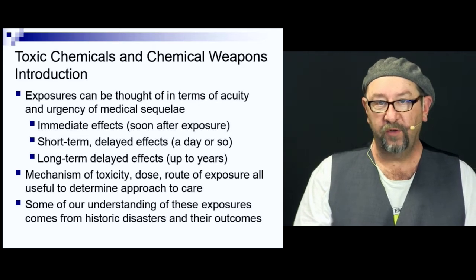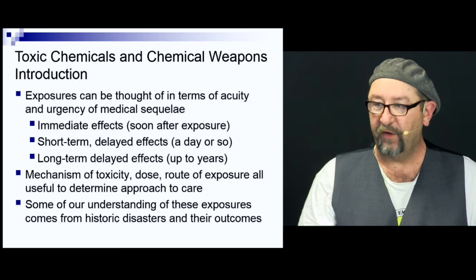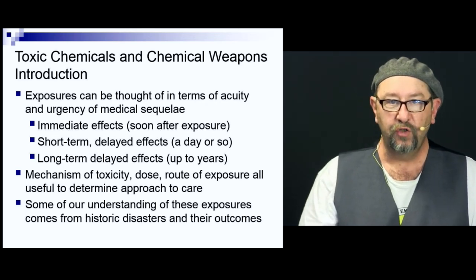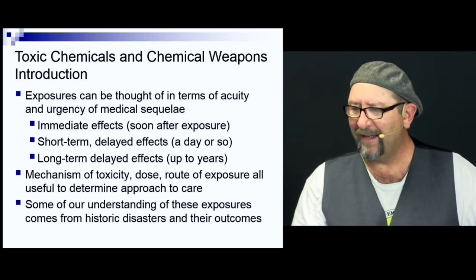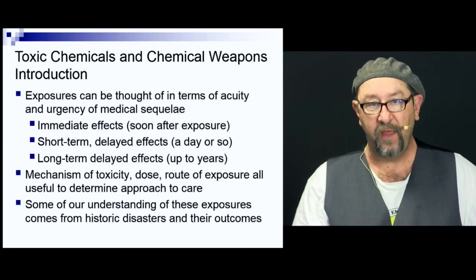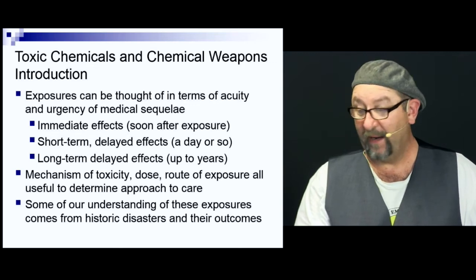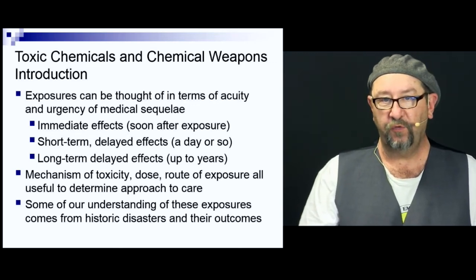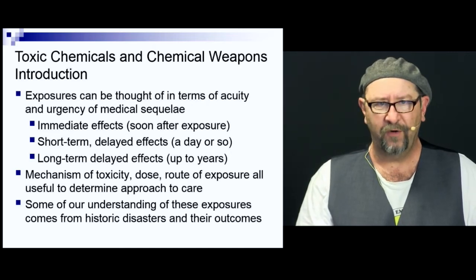They can be thought of in terms of acuity and urgency of the medical sequelae. The immediate effects soon after the exposure are when you're most likely to figure it out, because the history should lead you to something. Short-term delayed effects, still pretty likely that the history might tell you if you ask the right questions. Long-term delayed effects, you're going to have a hard time with that unless the patient knows and is already under care. Mechanism of toxicity, dose, and route of exposure are all useful and important. We know this: drug, dose, route, it all matters.